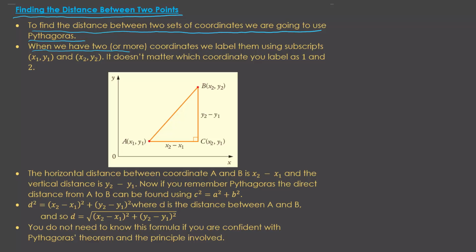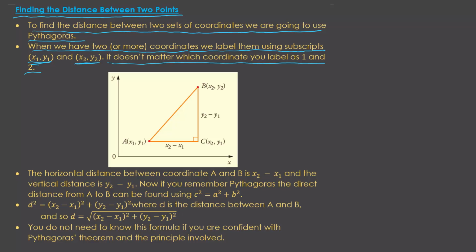When we have two or more coordinates, we label them using subscripts. So x1, y1 would be one set of coordinates and x2, y2 the other set. It doesn't matter which coordinates you choose to be 1 and which one you choose to be 2.